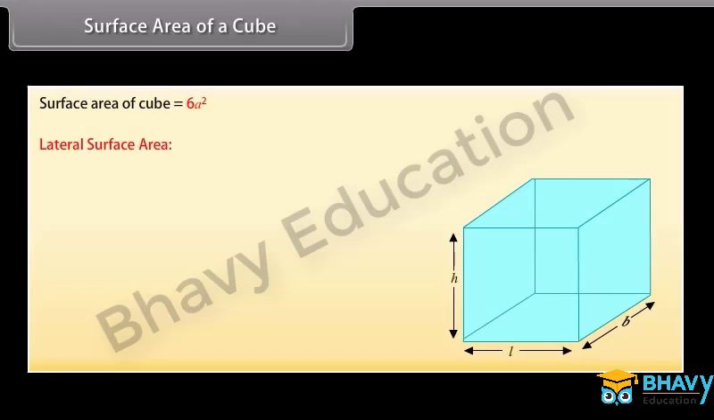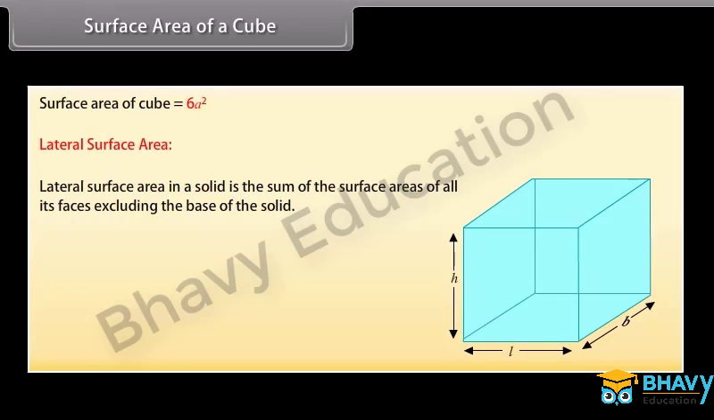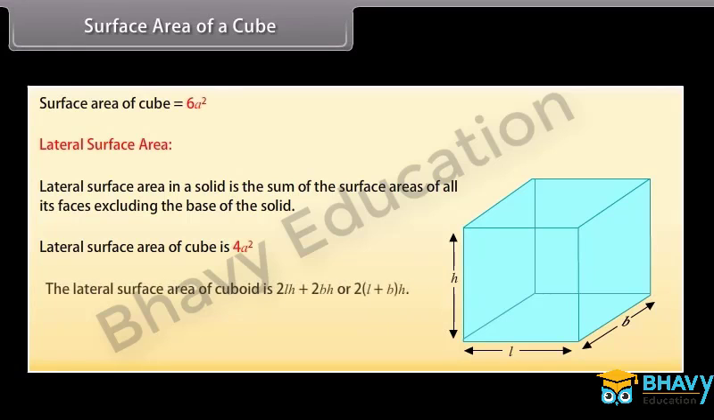Lateral surface area. Lateral surface area in a solid is the sum of the surface areas of all its faces excluding the base of the solid. Lateral surface area of a cube is 4A square. And the lateral surface area of a cuboid is 2LH plus 2BH, or 2 into (L plus B) into H.